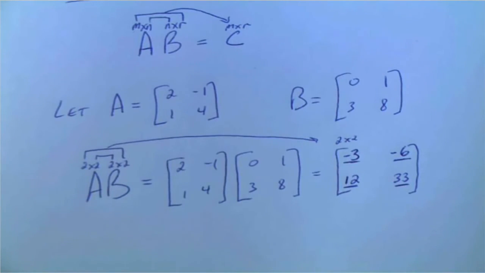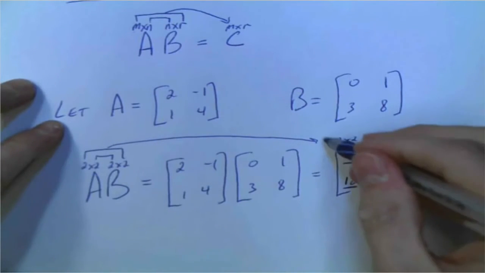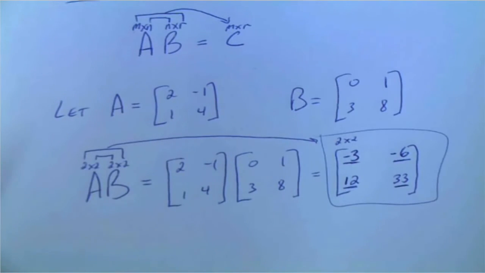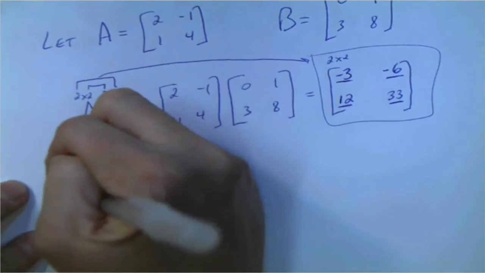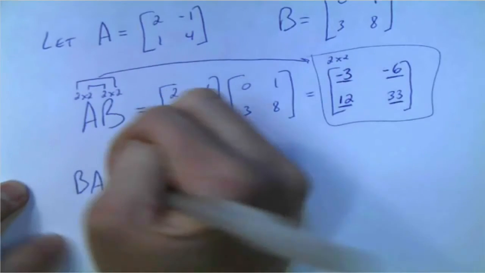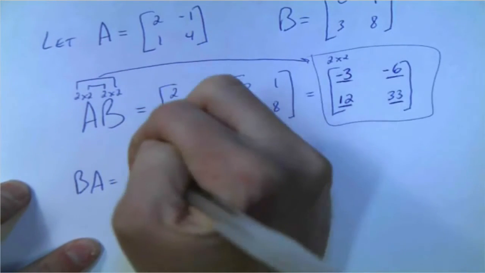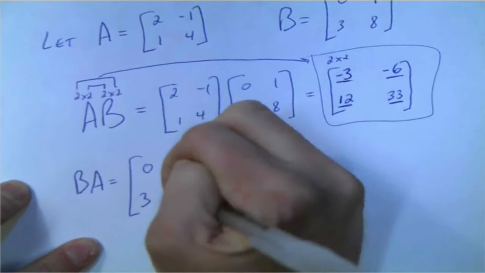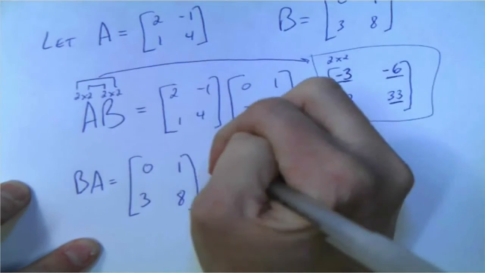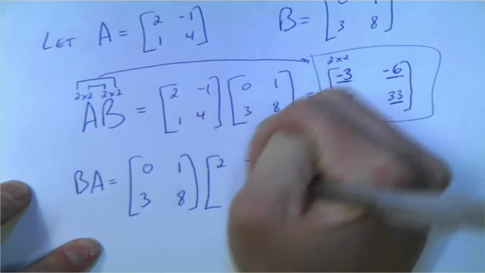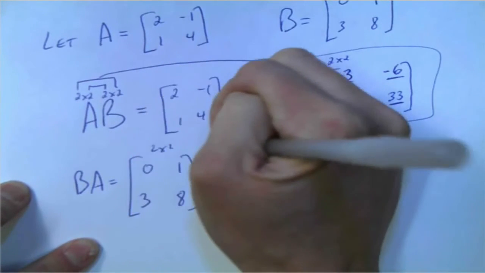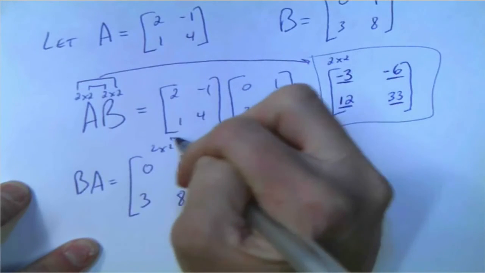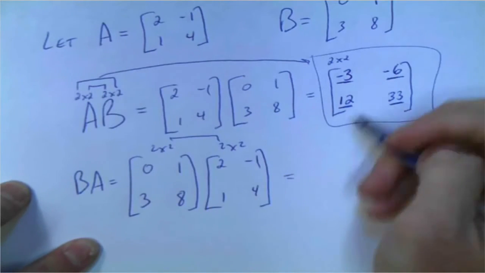See how that happened? All right, and so this is the new matrix when you multiply A and B together. So what about B times A? Let's do B times A. This time we'll put B first, which would be 0, 1, 3, 8, and then A, 2, negative 1, 1, 4. See, this is a 2 by 2, this is a 2 by 2. Yay, these two numbers are the same, so we can multiply them together.